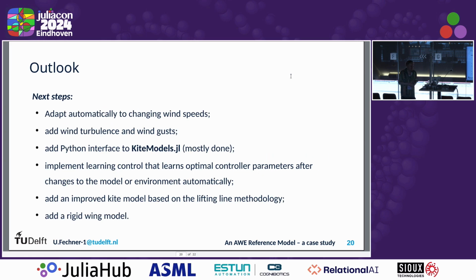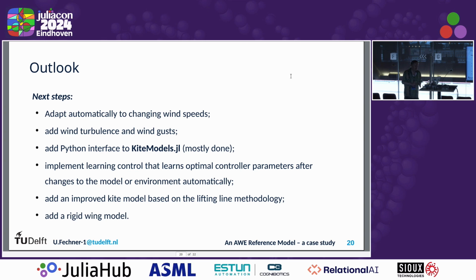Outlook, next steps. I want to adapt automatically to changing wind speeds, add wind turbulence and wind gusts. I did that in Python, not yet converted to Julia. Add a Python interface, which is mostly done, so PythonCall worked nicely.